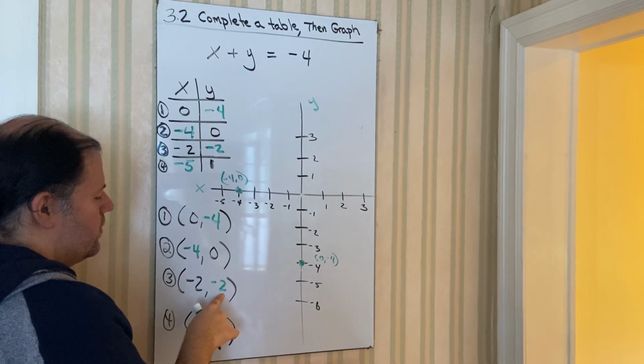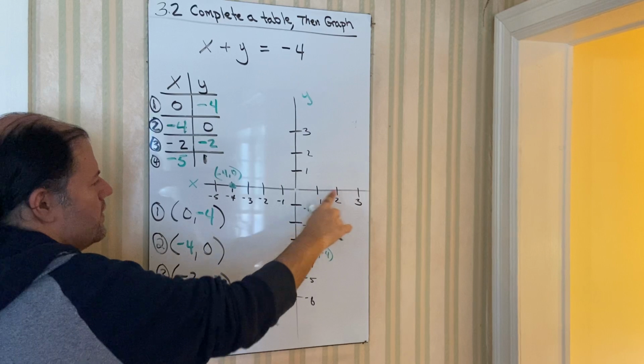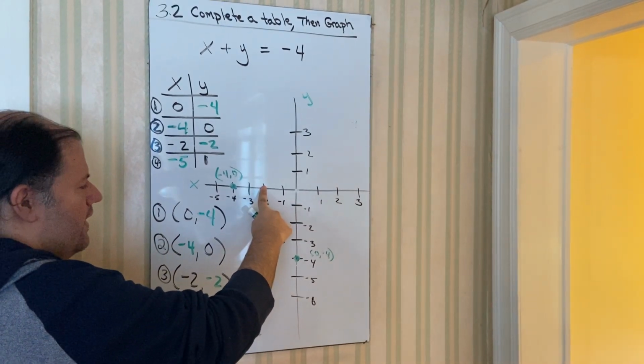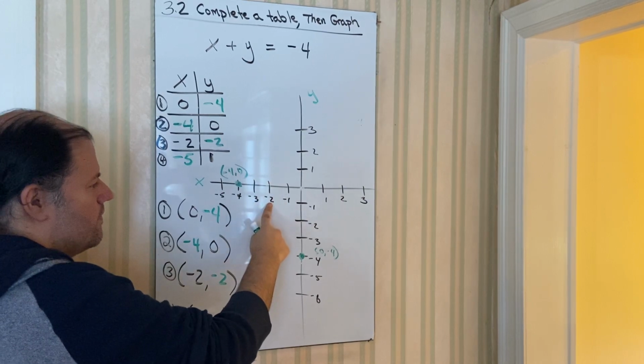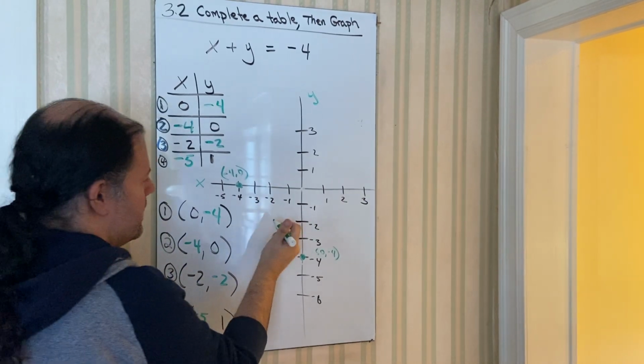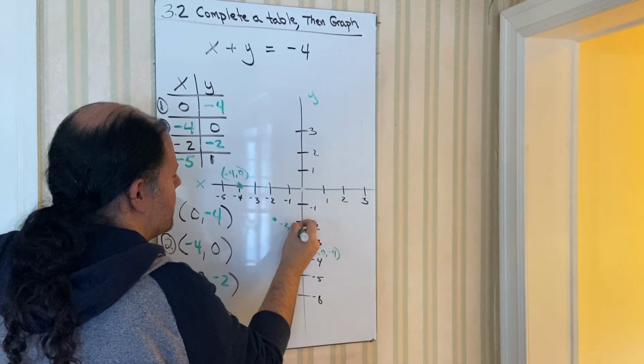Now how about -2, -2? Remember, find x first. So -2 is here. And then the y value, since that's negative, that means drop down 2 units. 1, 2. And then you can mark. -2, -2.